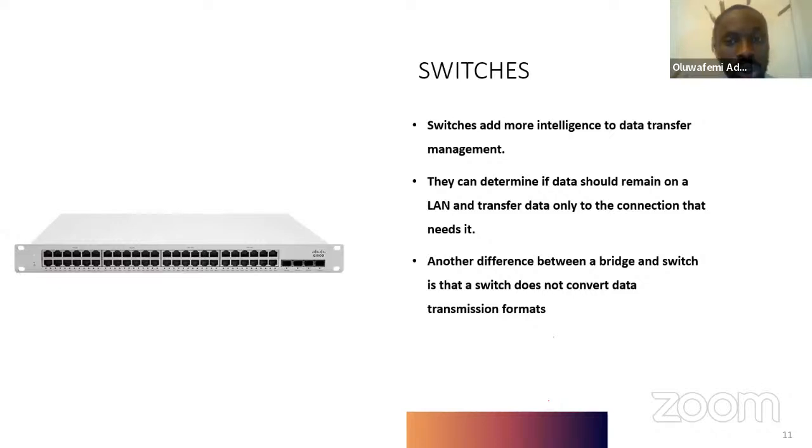So there's a lot of collision on a hub, but when it comes to switches, everybody is fine. A switch can read and learn a MAC address, while a hub is just not so intelligent to do that. So they can determine if data should remain on the LAN and transfer data only to the connection that needs it. There's something we call ARP. When we get to protocols, we'll probably see more about that.